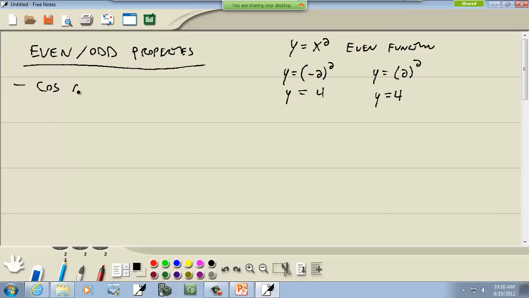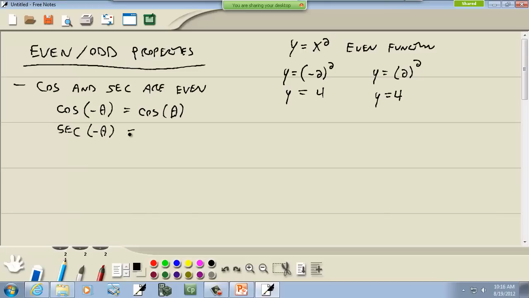Cosine and secant are even. Now what that means is if you have cosine of a negative angle, that's going to equal cosine of the positive angle. You can just drop the negative, just like what's said right here. If you have secant of a negative angle, you can just drop the negative.